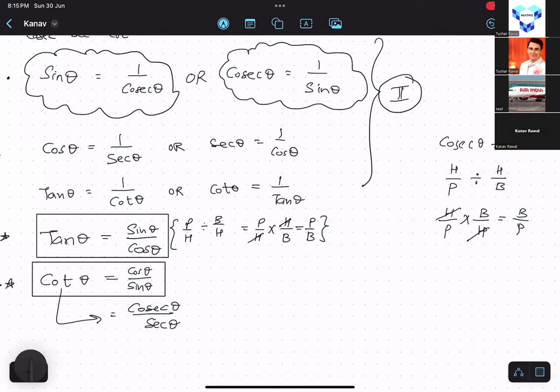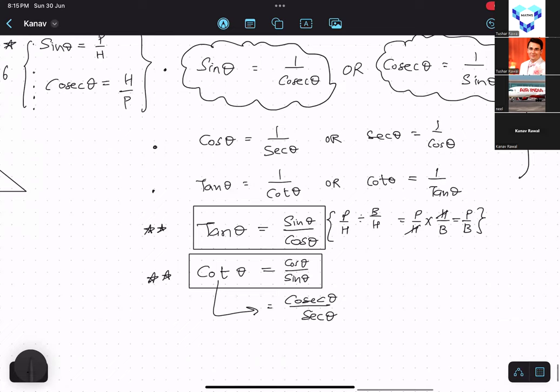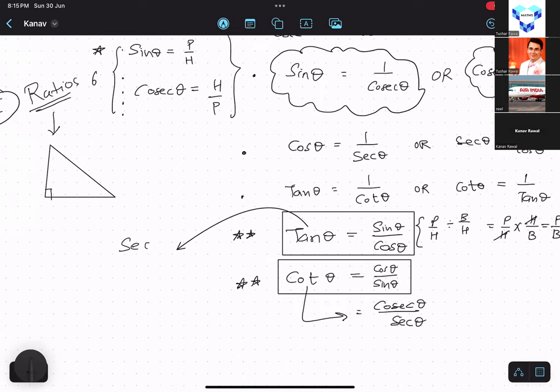Then cot, another formula is cosec upon sec. Now, why I did not write that very important? Because generally you will see, we will convert everything in sine and cos. Is that thing clear?